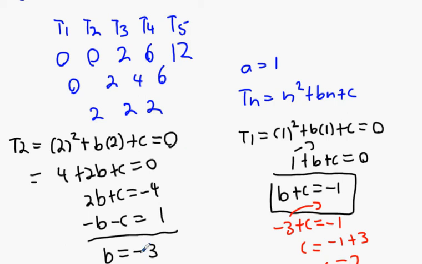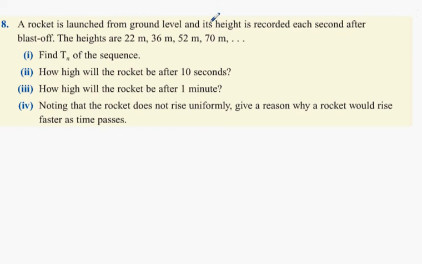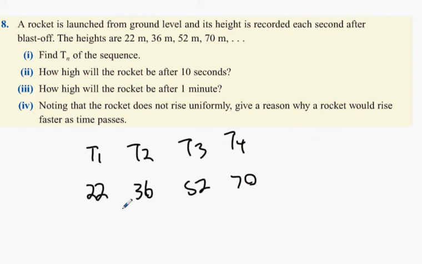Alright guys, that's as hard as it gets. The other questions that are on this, they just dress them up, okay? You'll see they're exactly the same thing. So what it says is a rocket is launched from ground level and its height is recorded each second after blast off. So T1 is 22. What does that mean? What does T1 stand for? It's height after 1 second. T2 is 36. T3 52. T4 70. Now look what happens here. 14 in the gap. 16 in the gap. 18 of a gap. 2 and 2.